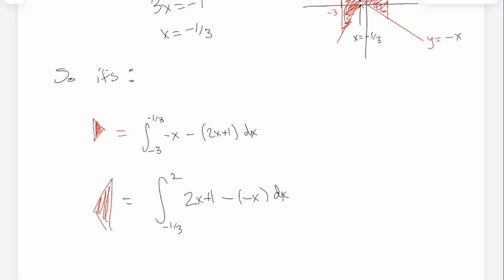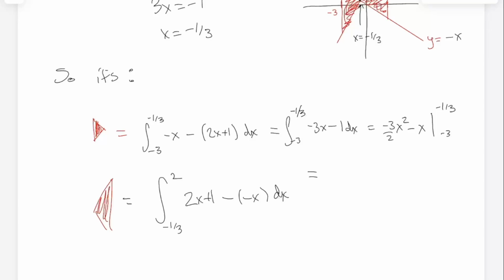But anyway, can we just do each of these integrals and see what we get? This first one, they are not hard integrals to do, right? It's minus 3 to minus 1/3. If I resolve the parentheses, it looks like negative x minus 2x gives me minus 3x minus 1 dx, right? And then that, I can do the integral easily. It's negative 3 over 2 x squared minus 1 becomes x when you do the antiderivative. Plugging in negative 3 and negative 1/3.